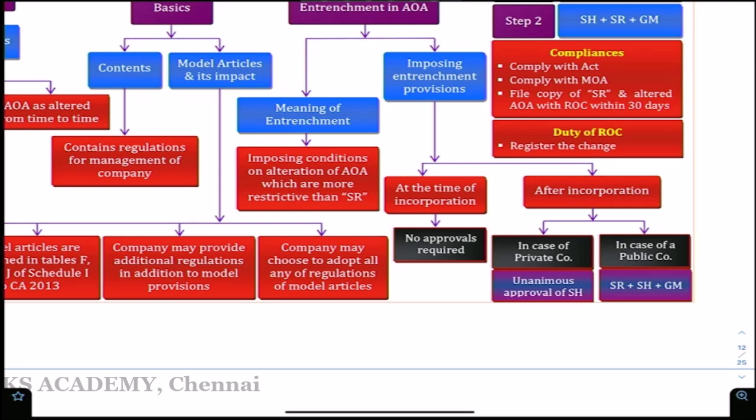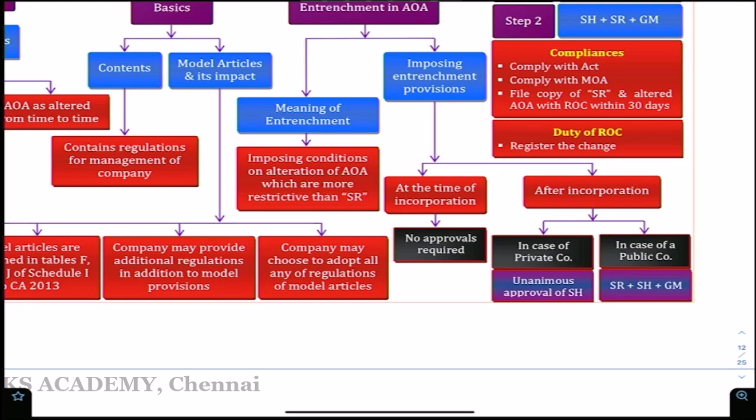Now tell me, after entrenchment, can I alter that provision? No. But I can alter only by complying with the provisions less restricted than special resolution or more restricted. Just now we read, alteration of articles require which resolution? Not answering. Alteration of articles require which resolution? If entrenchment is there, the same alteration will require special resolution plus other conditions also will be required. But to insert entrenchment, we should pass unanimous in case of private and special resolution in case of public.